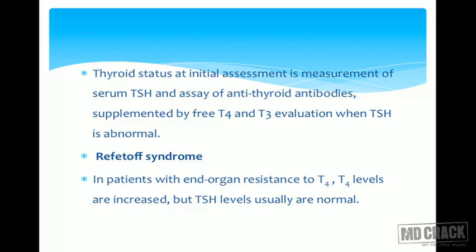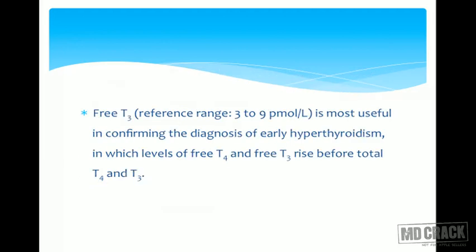We have got a syndrome which is Refetoff syndrome, which is seen in patients with end organ resistance to T4, in which T4 levels are increased but TSH levels are normal. Free T3, which has got a reference range of 3 to 9 picomoles per liter, is most useful in confirming diagnosis of early hyperthyroidism, in which levels of free T4 or free T3 rise before total T3 and T4.